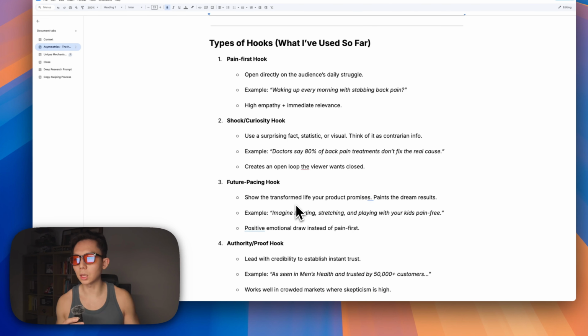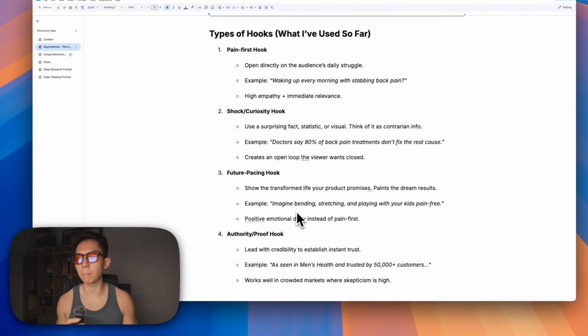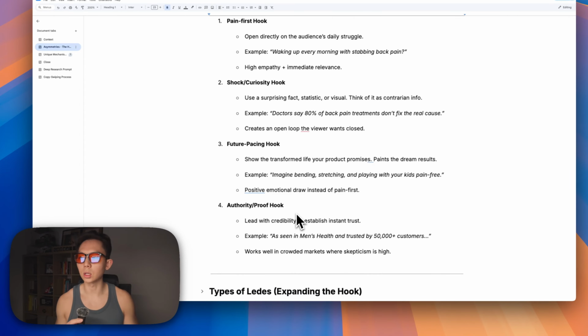Next is the future pacing hook. Show the transformed life your product promises. So this is really about painting the dream results. An example of this would be, imagine bending, stretching, and playing with your kids pain-free. So there's a positive emotional draw instead of pain-first kinds of hooks. And number 4, authority/proof. If you have a spokesperson, I think this is a great hook because you can lead with credibility to establish instant trust, and it works well in crowded markets where skepticism is high.